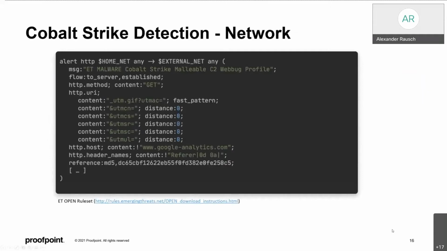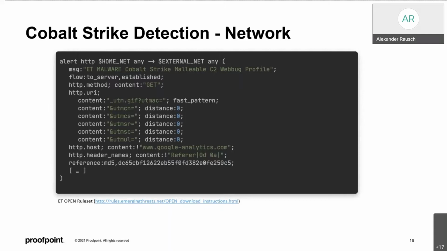Moving on to network detection. On the slide, you can view an exemplary Suricata rule that detects the malleable C2 web bug profile of CobaltStrike when it tries to look like a Google web bug. And you can see that the signature is pretty easy to read. It looks for HTTP traffic coming from home net, so from internal traffic, going to external net, to external traffic, and matching on the HTTP method HTTP GET.